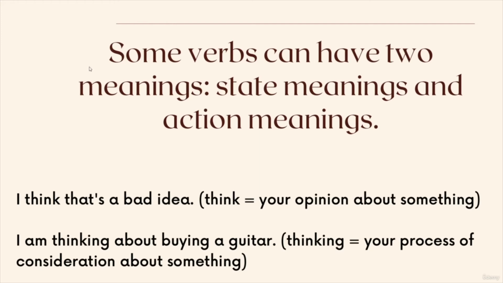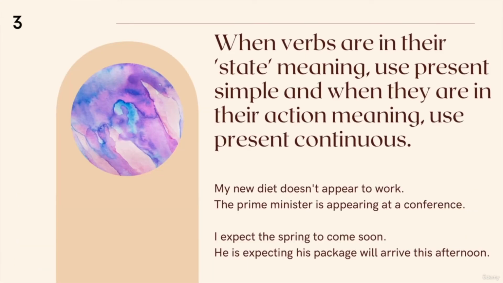For example, think. I think that's a bad idea. So here, think is not an action, it's a state. It's in my mind. I think it's a bad idea. But if thinking is an action, I am thinking about buying a guitar. Here, thinking is the process of considering something. It's the difference between a state and a process. When verbs are in their state meaning, we use present simple. And when they are in their action meaning, we use present continuous.